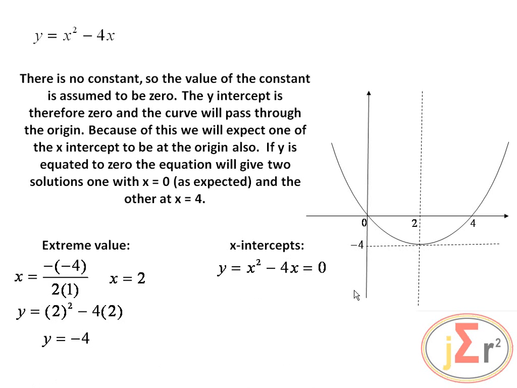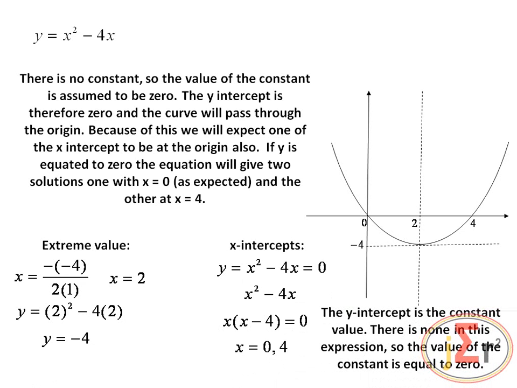So the intercepts, equate this to 0, and we factorize, we have x to be multiplied by x minus 4, that is equal to 0, and we solve that equation, x is equal to 0 or 4. So the y-intercept is the constant value. There is none in this expression, so the value of the constant is equal to 0, and the y-intercept will be right there.